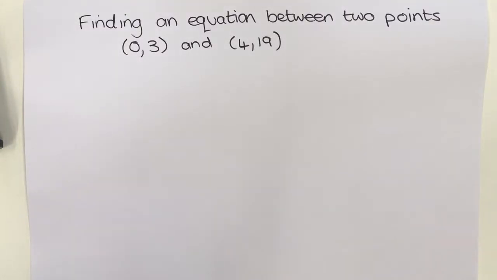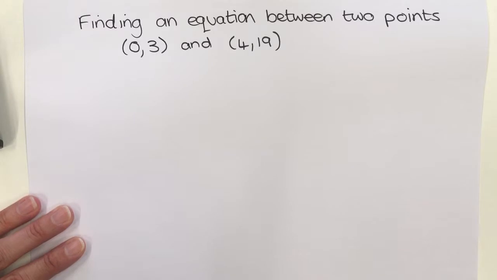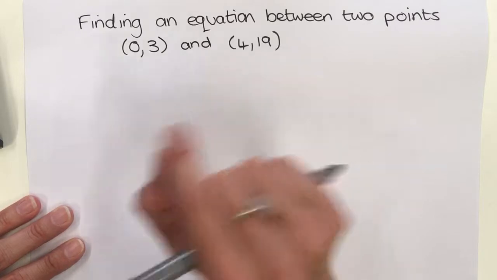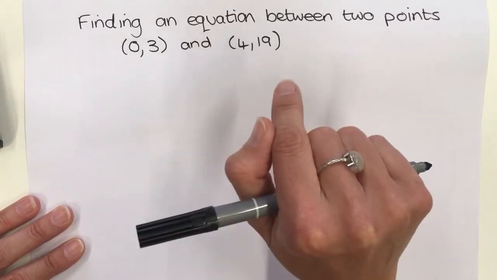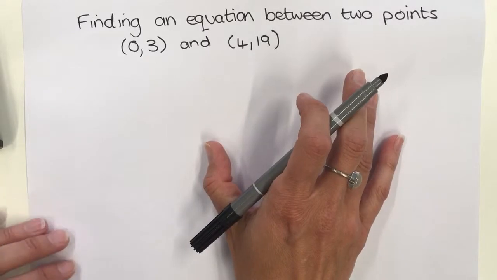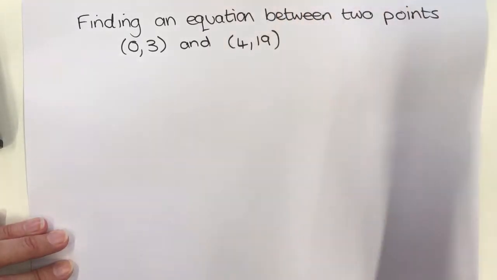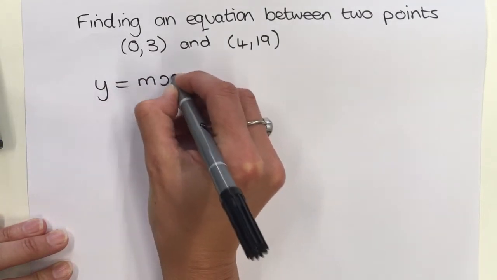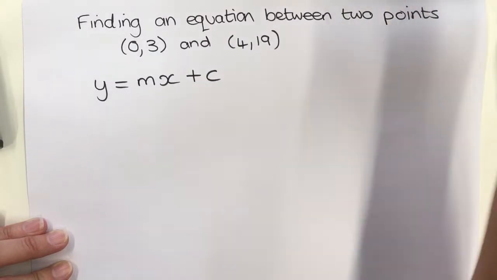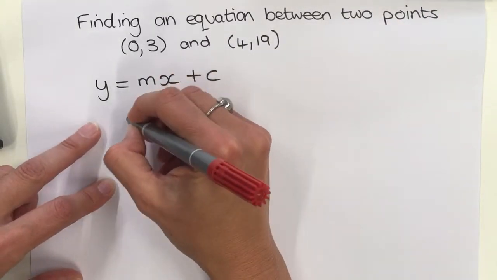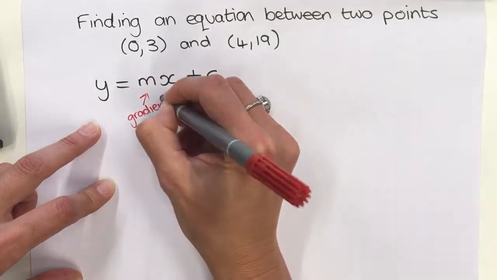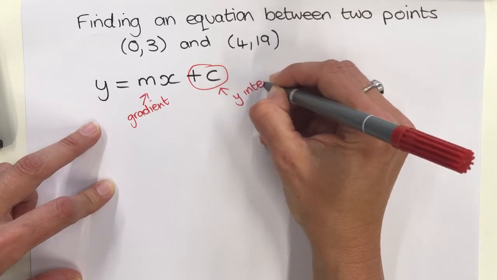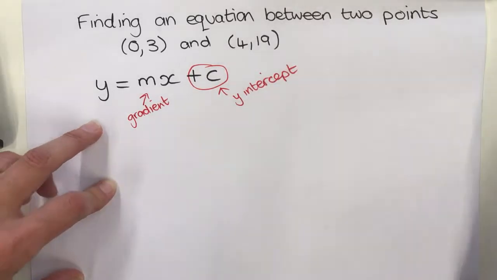This tutorial is going to look at how to form a linear equation between two points. These two points should lie on the line of the equation that we are going to create. The first thing that we need to understand is the formula for a straight line graph. That is y equals mx plus c. The m value is the gradient, and the c value is the y-intercept, so where the graph crosses the y-axis.